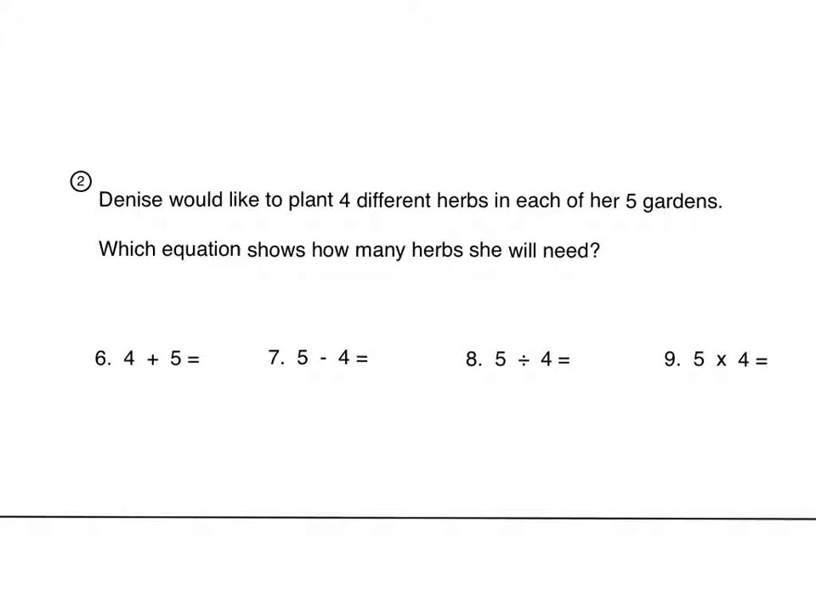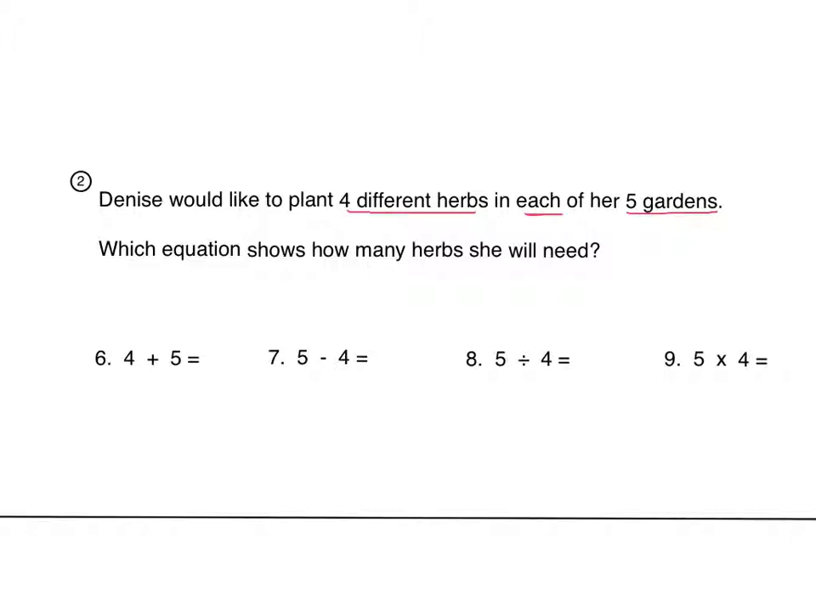Denise would like to plant 4 different herbs. That's how you say that word. It's not herbs. The H is silent. 4 different herbs in each of her 5 gardens. Which equation shows how many herbs she will need? Okay, I'm going to go back and look at this again. We've got Denise, 4 different herbs in each of her 5 gardens.